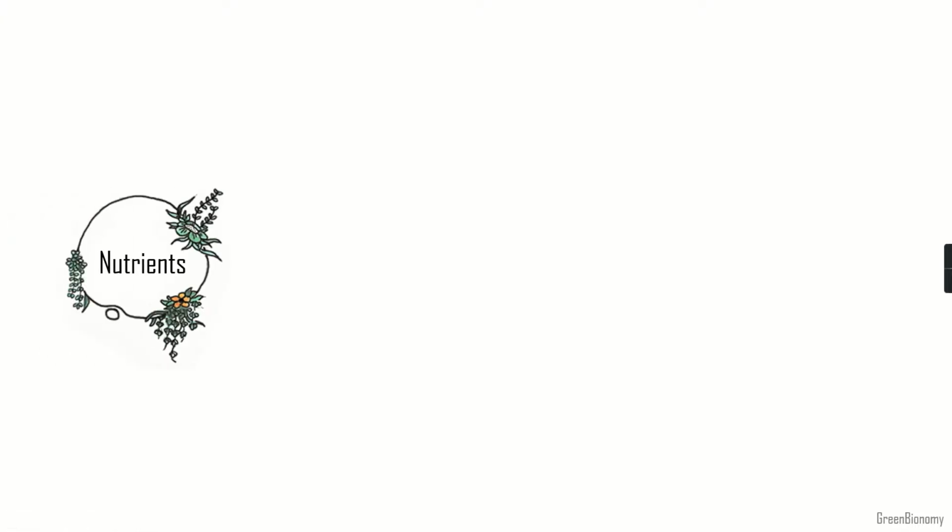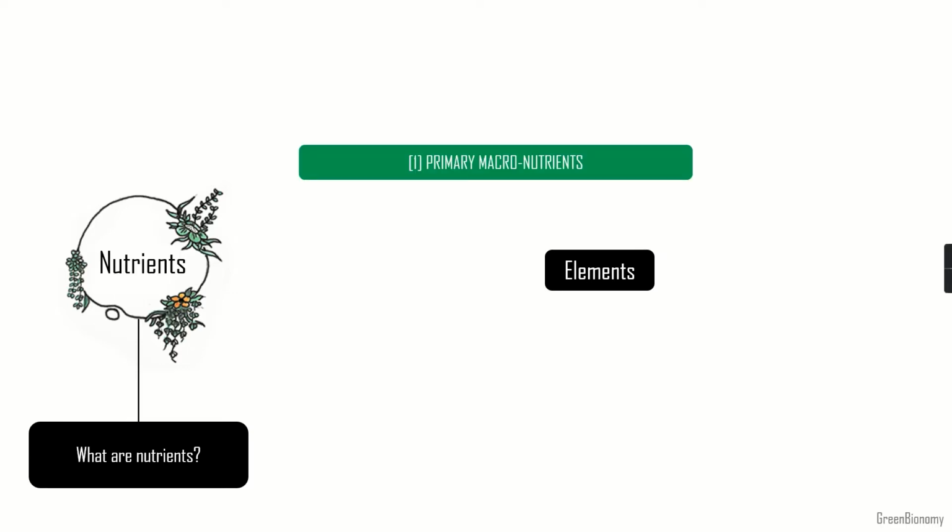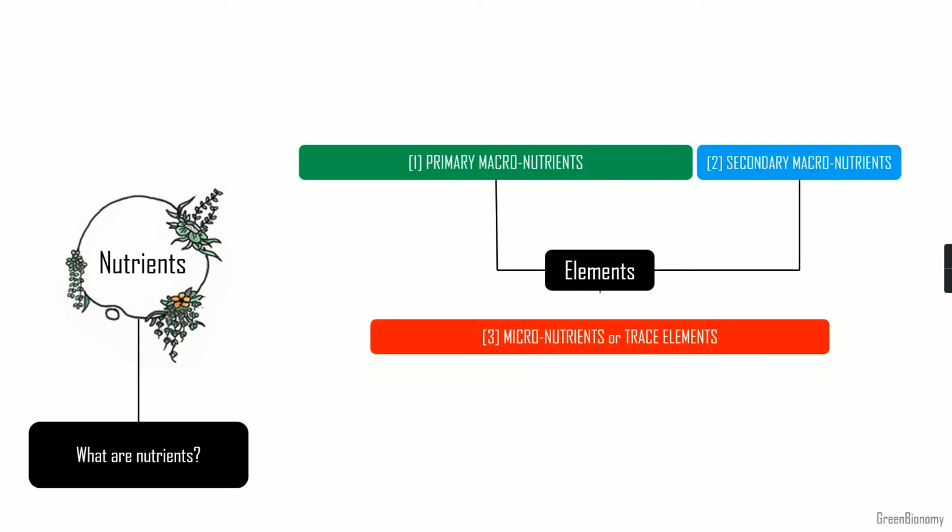Okay, let's review our nutrients. The first question we have is, what are nutrients? Okay, nutrients are elements, chemical elements like you can find in the periodic table, and they are divided into three categories. The first category is the primary macronutrients. The second category is the secondary macronutrients. And finally, we have the trace elements or micronutrients in the third category.